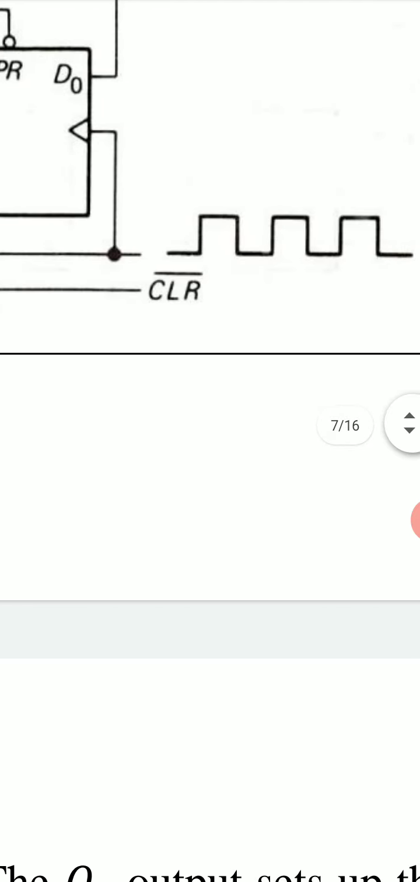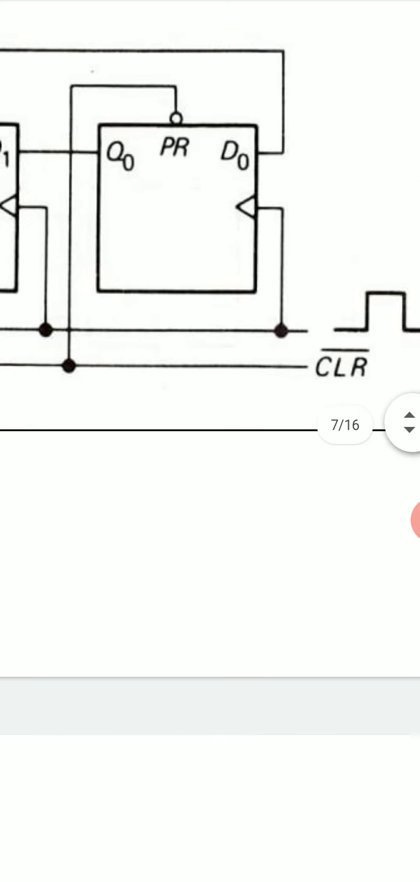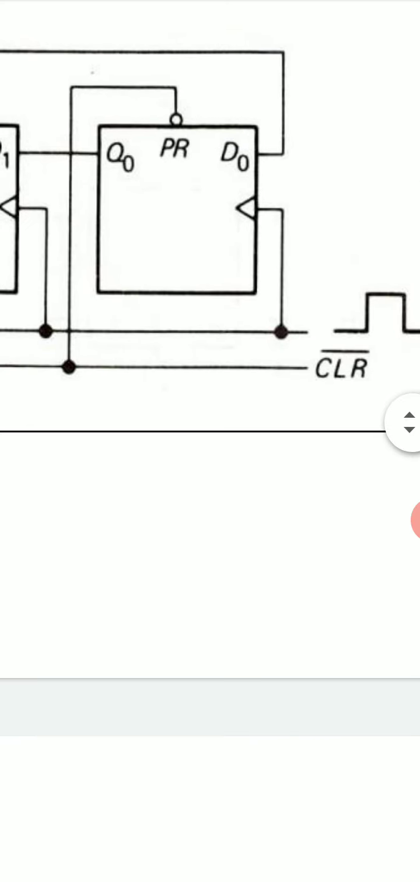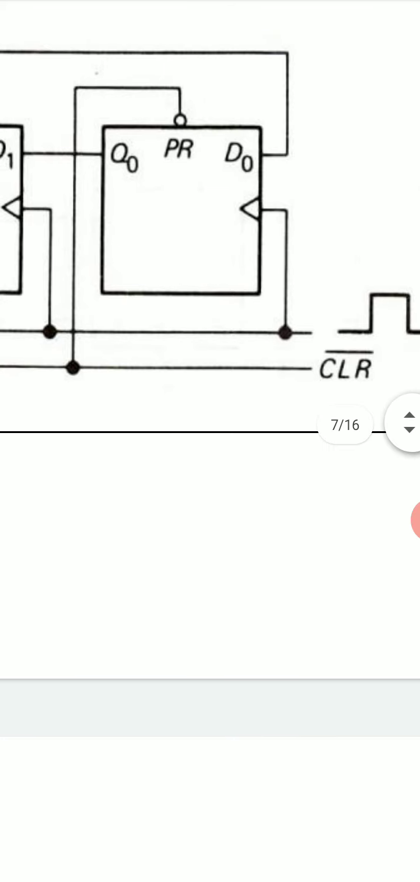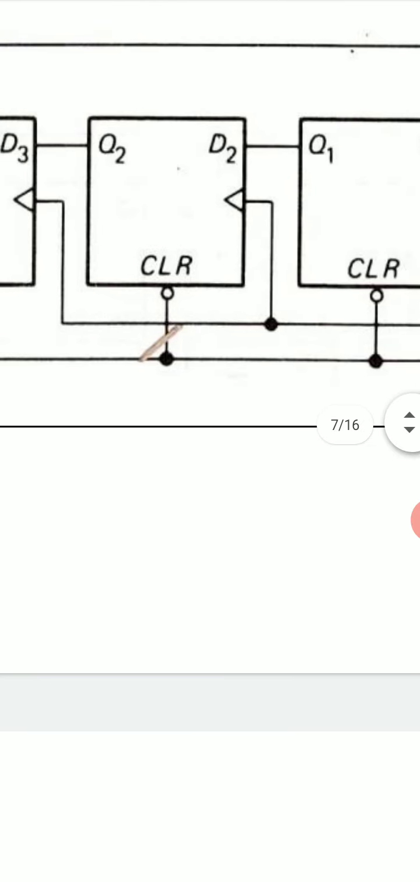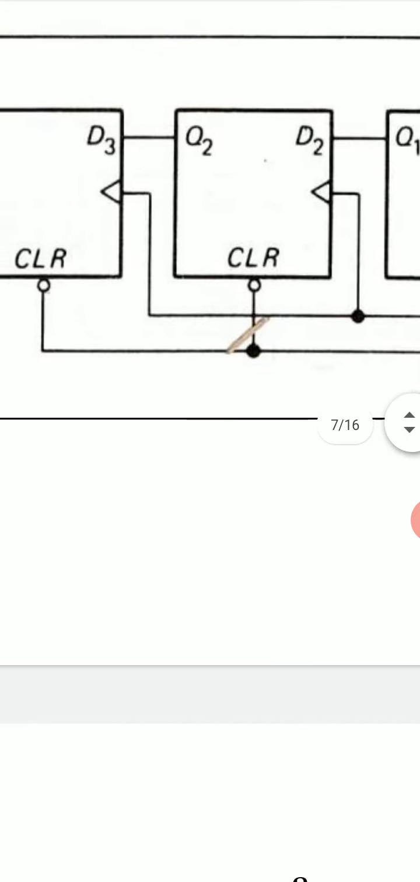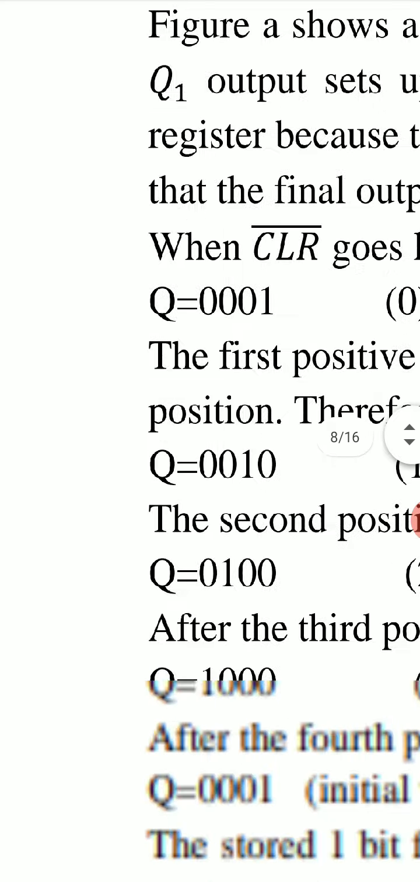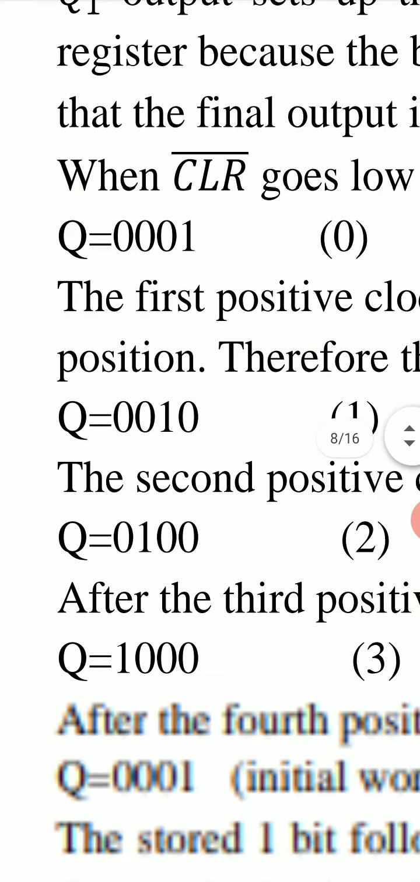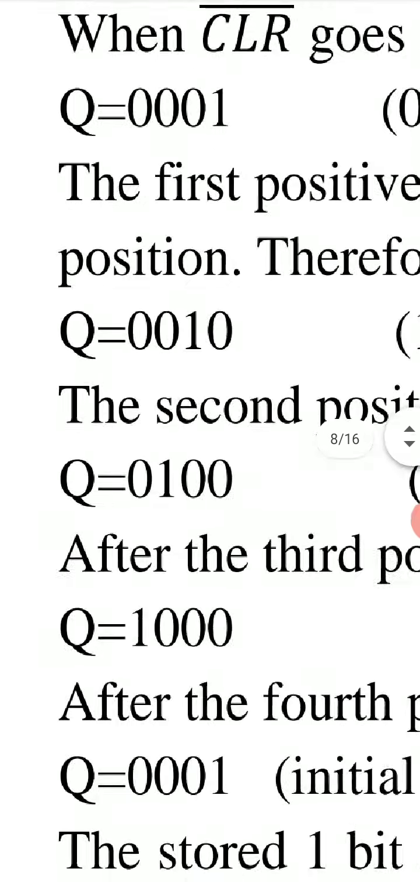So when CLR bar is 0, what will it do? It makes Q0 equal to 1 due to this PR function, and all other output bits Q1, Q2, Q3 become 0. So the word becomes Q equal to 0, 0, 0, 1.